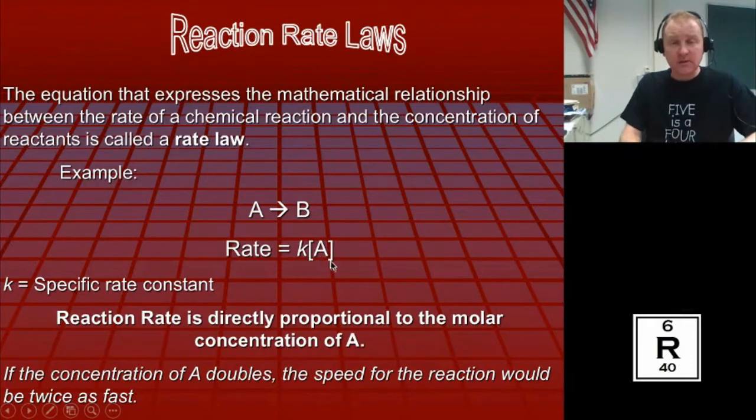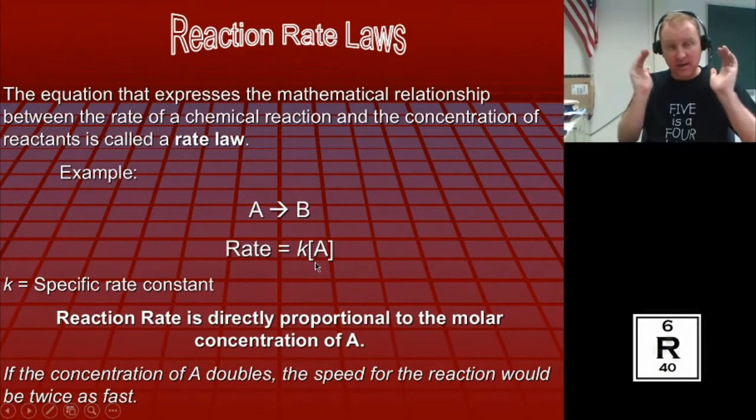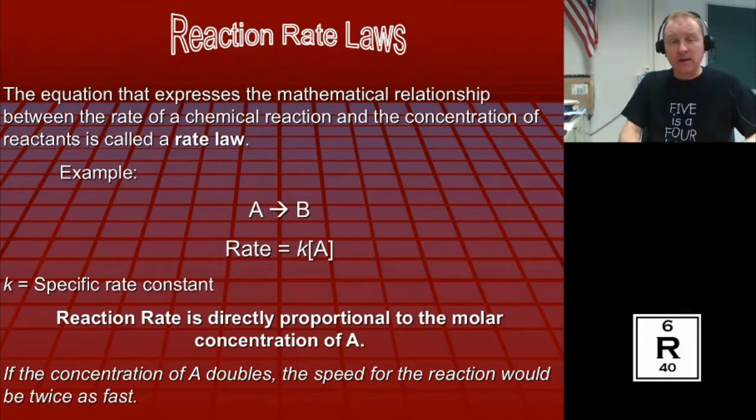It's important to note that these brackets are not parentheses. When you see brackets around a chemical, that represents the concentration of that chemical, and normally we measure that in molarity. So the concentration of A times a constant will be the rate of the reaction. K is a specific rate constant, so K will vary for every reaction and actually every temperature. The reaction rate is directly proportional to the molar concentration of A.